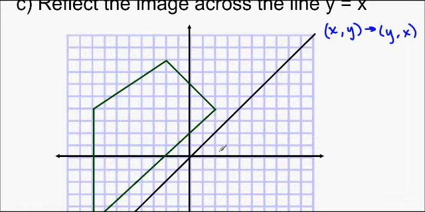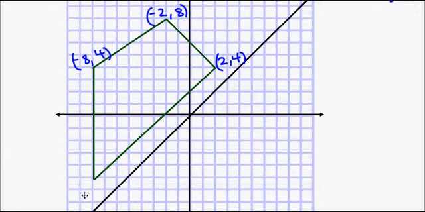So right here I have the point (2, 4). I have (-2, 8), (-8, 4), and (-8, -5). Okay. So (2, 4).